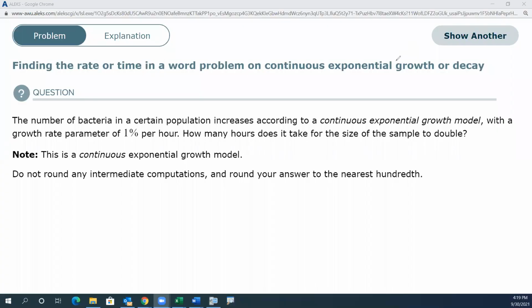All right. Finding the rate or time in a word problem on continuous exponential growth or decay. Key word there, continuous. All right. So usually when you're dealing with just sort of a general exponential growth or decay problem, you're going to be doing y equals ab to the x or to the t, or whatever. But when you see continuous, you are going to be using a different one. y equals Ce^(rt).